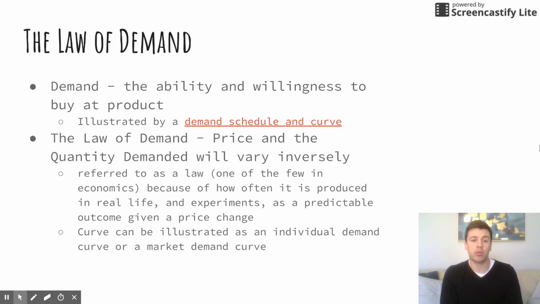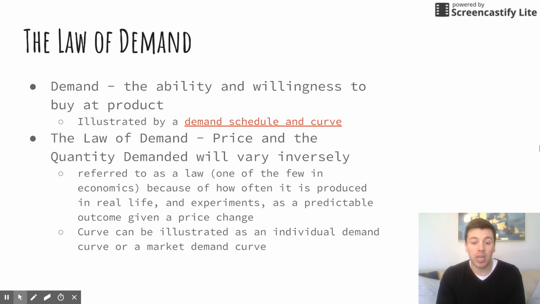All right, so let's get the terminology out of the way here. Demand itself is the ability and willingness to buy a product on the part of a consumer. Okay, ability and willingness to buy a product. And we can illustrate this through the demand schedule, which would be like a table, and then the graph itself, which we refer to as the demand curve. And I'll show you those in just a second.